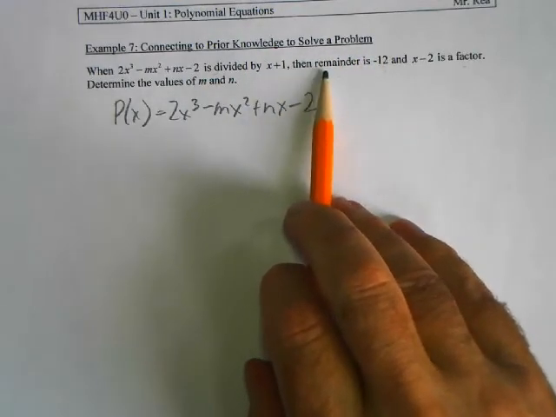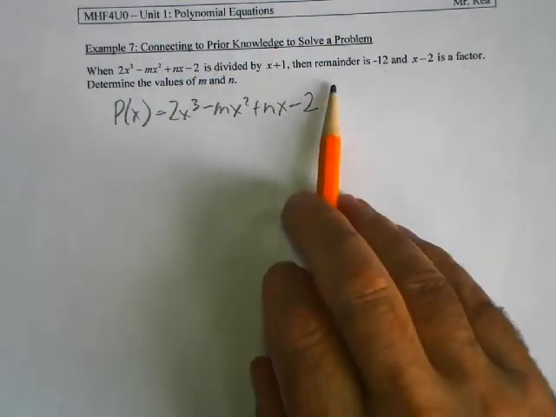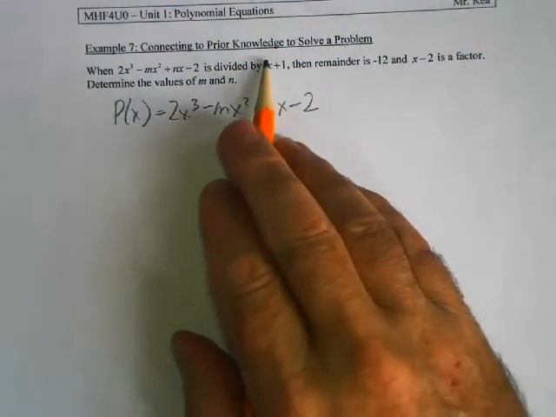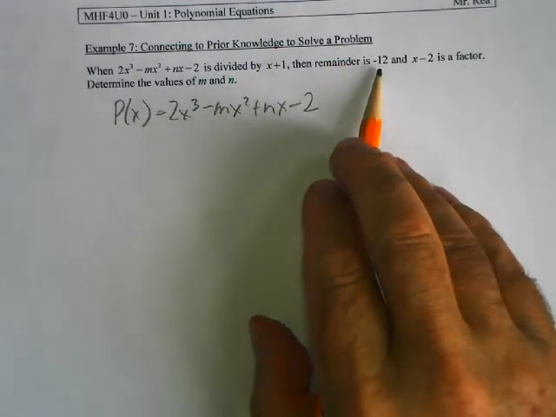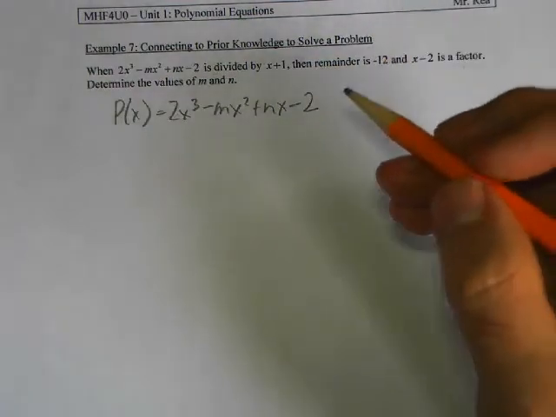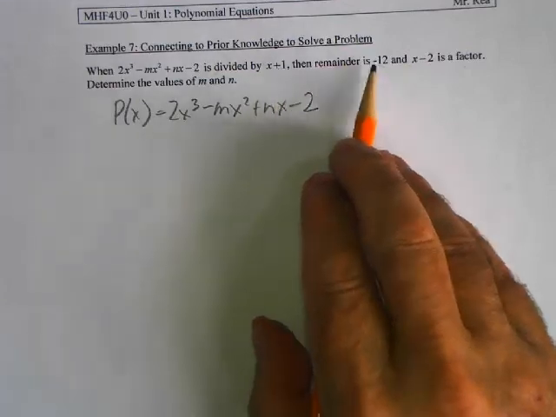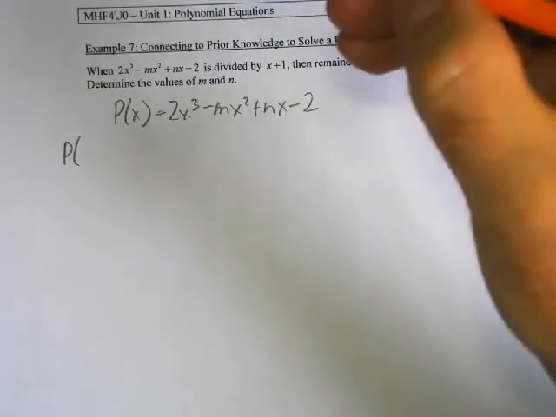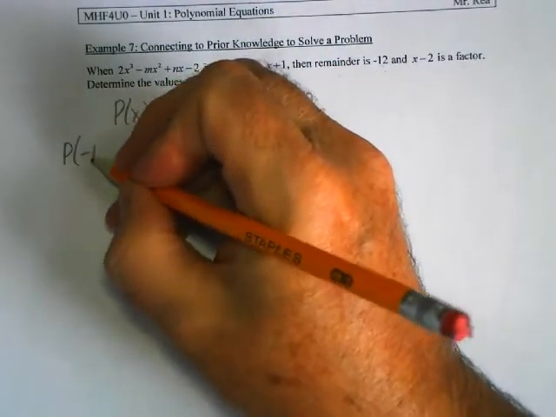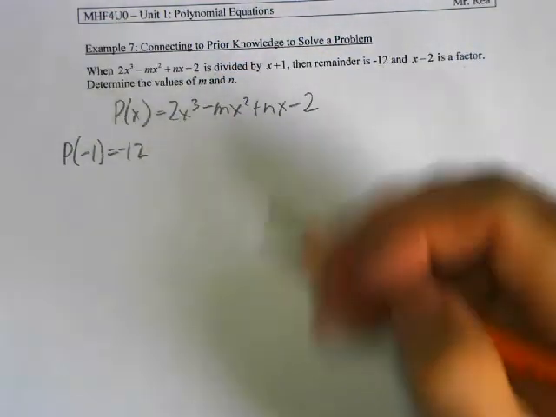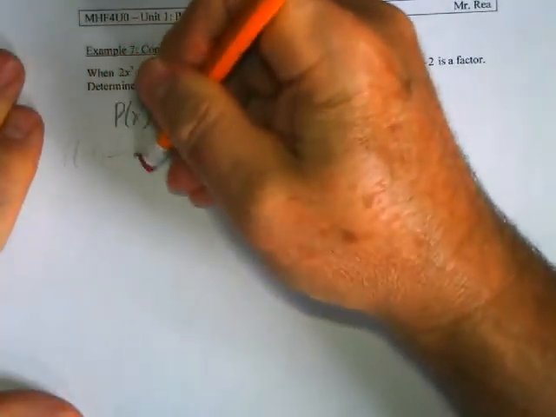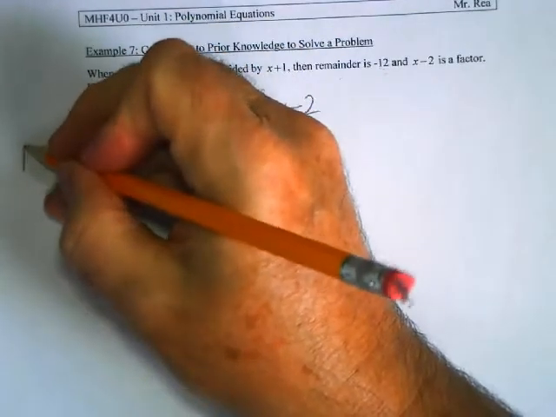So this is providing us a very important piece of information, because this says that if I tested for the zero here, negative 1, the remainder will be negative 12. That also means p of negative 1 is equal to negative 12. So it's giving me a value on this function, like a point. And we're going to use this to solve the question. Actually, let me move this over a bit so I have some room under here.